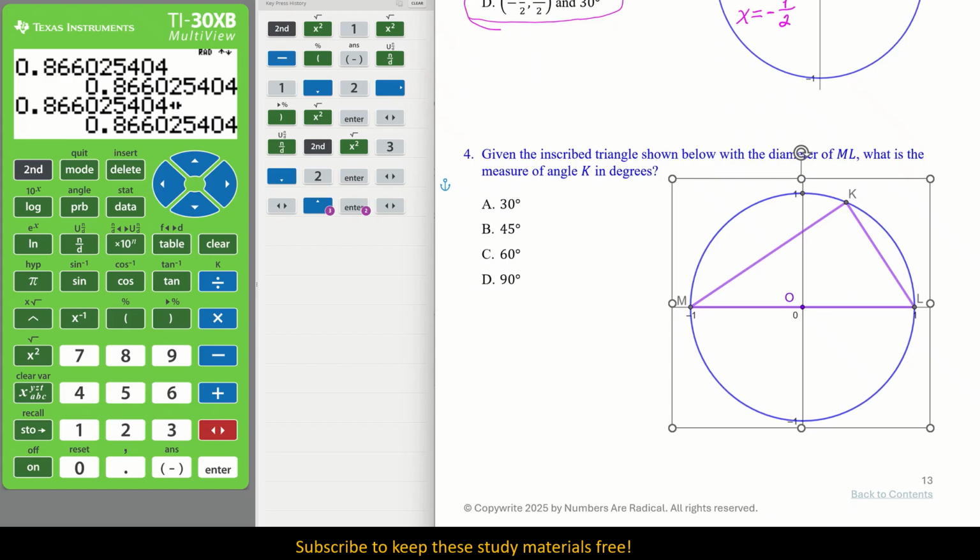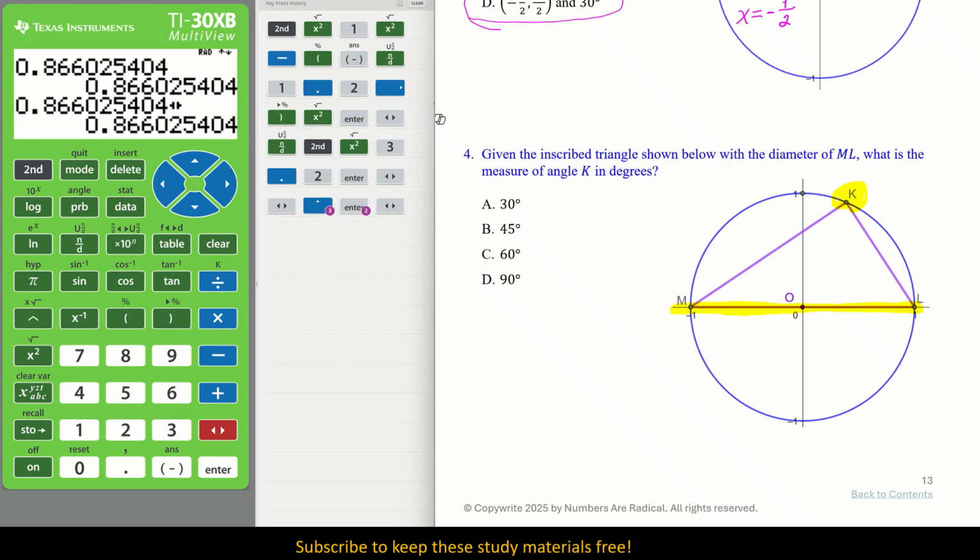Okay. All right. Let's go to number 4 here. Let's take a look. Given the inscribed triangle shown below with the diameter of ML, let me highlight that. And there's a reason why they're stating this, even though in the image you may think, well, that's Captain Obvious. Just give me a moment. What is the measure of angle K? So we're looking for K here. This is a very basic property that they're just seeing if you know it. Telling us that that is the diameter of the circle was essential.